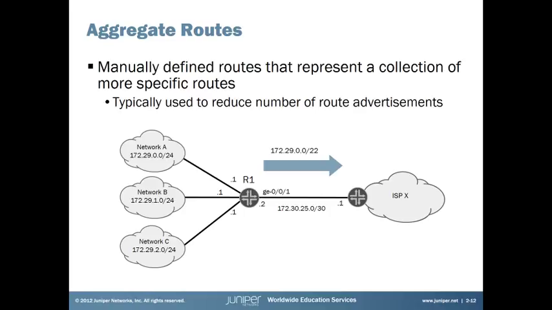They exist to make routing more efficient, right? The reason that we use these routes is to reduce the size of our routing table, so that we can have a whole collection of network destinations represented by a single route. Okay, a single route.